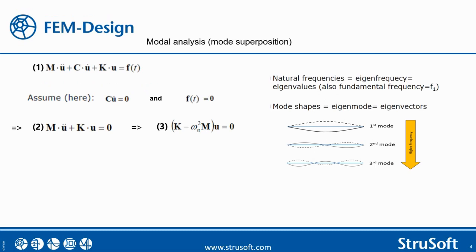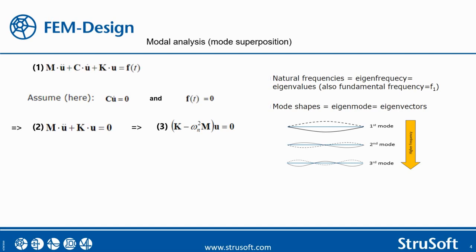In the dynamic modal analysis, we simplify the previous basic equation of motion by setting both damping matrix and load vector to 0, as shown in this slide. Then the previous equation of motion will be reduced to equation number 2, and this equation is called undamped free vibration. After further simplifications, we will get equation number 3, as you can see in the middle of the slide. This equation is called Eigen Equation.